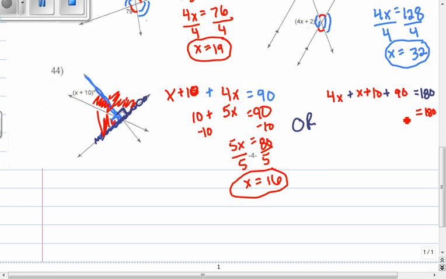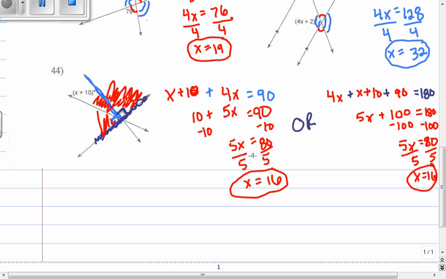So we've got 180 equals 90 plus 10 is 100, and 4x plus x is still 5x. So now we subtract 100 to get 80 equals 5x. We still get x equals 16. So there's more than one way that you could solve this problem. I wanted you to see that if you use the full line, you have to account for that extra 90 degrees because there's a third angle taken into account if you use the whole line.